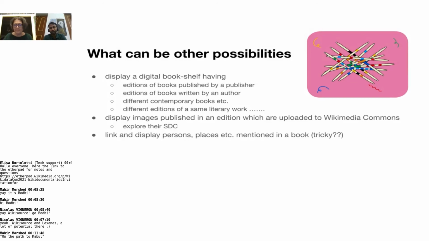The next thing, maybe not coming in the near future, is to link and display the persons, places, etc. mentioned in the book. But Wikisource is a very unstructured website. It contains text, and we still have to figure out how to display or link the places without the old wikilinks way. Maybe that can be done in the future, but not for now.